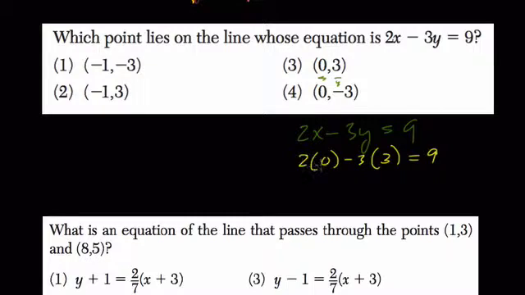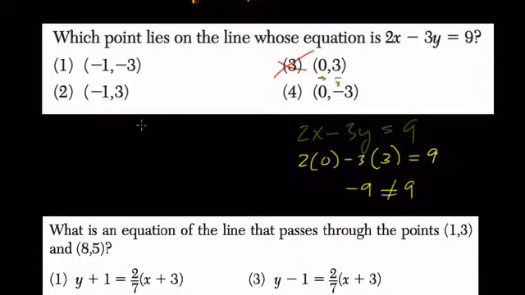Sorry, I just realized we should plug in 0 and get 3, but another way of looking at it is to plug in 0 and 3 and see if the equation is balanced. And here you can see it's not. 2 times 0 is 0, minus 3 times 3 is minus 9. That's -9, and -9 does not equal 9. So choice 3 is not a good one.